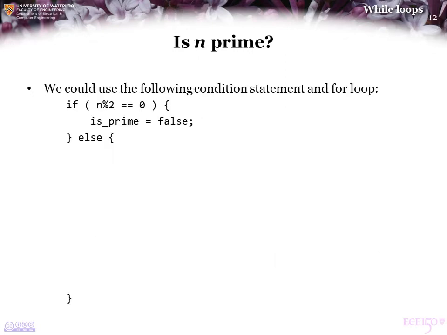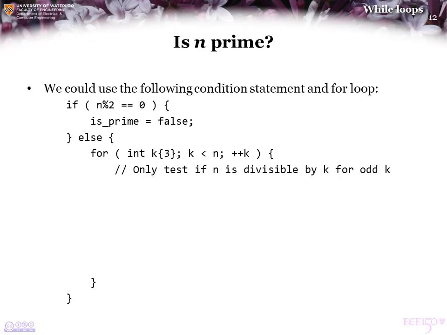Now, we could use the following condition statement and for loop. So first, test if n is divisible by 2. If n is divisible by 2, we know that n is not prime, so we will just set the local variable is prime to false, and there's nothing else to check. Otherwise, we will have a loop that runs from k equaling 3 all the way up to n minus 1, but we will only test if n is divisible by k for odd values of k.